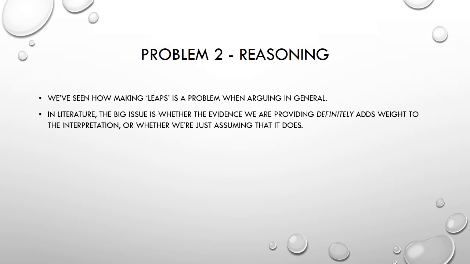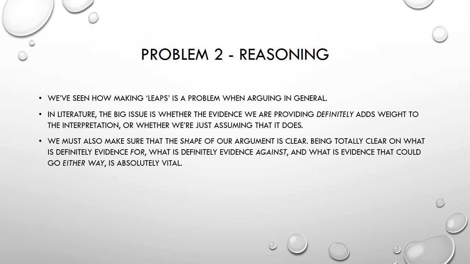In literature, the big issue is whether the evidence we're providing definitely adds weight to the interpretation, or whether we're just sort of assuming or asserting that it does, making the evidence fit the conclusion. Evidence adding towards an interpretation is quite difficult. So we must also make sure that the shape of our argument is clear, and that's about reasoning too. It's about being totally clear on what is definitely evidence perhaps for a statement, what's definitely evidence perhaps against a statement, and what is evidence, which is always a big bit of this in literature, that could go either way. But really clarifying things first.